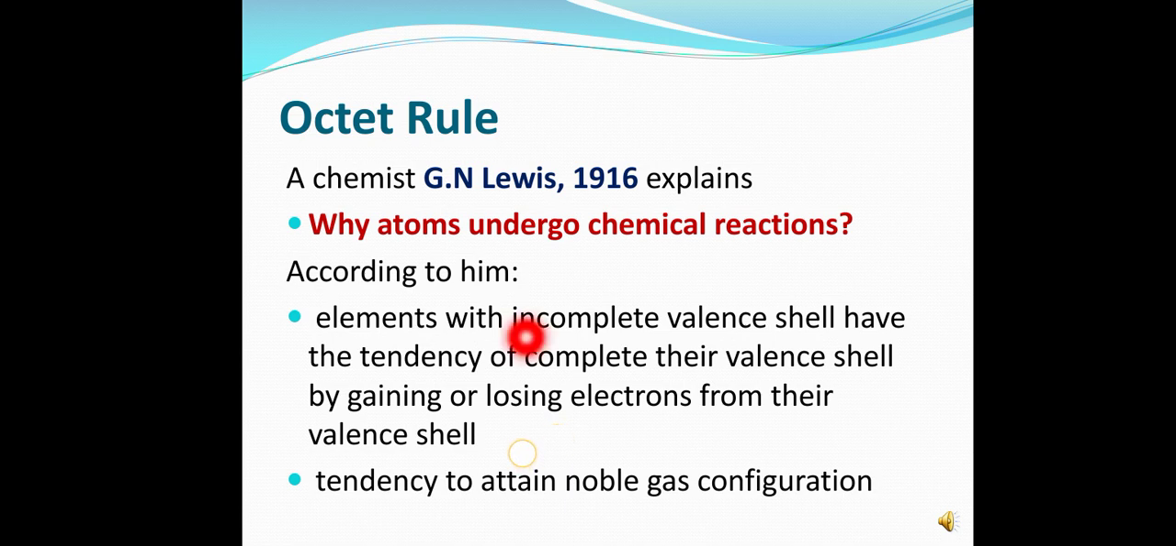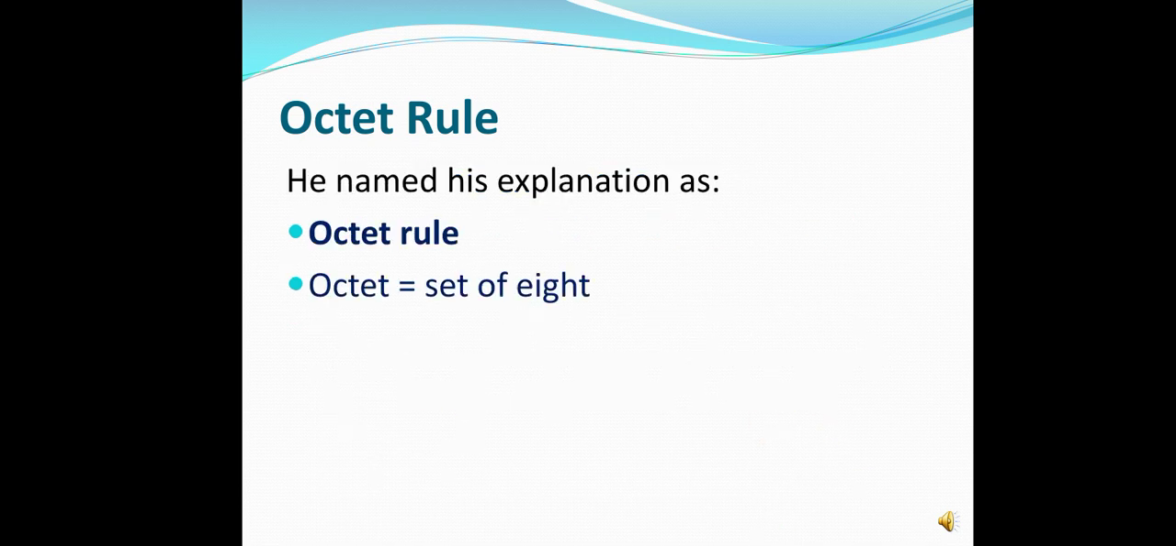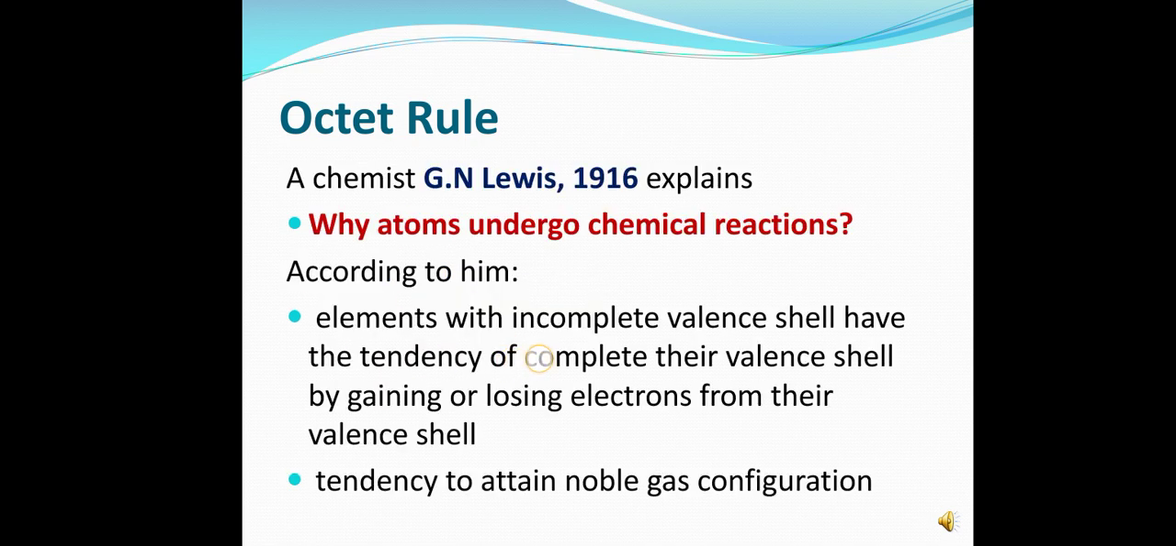While doing that, what do they attain? They attain the noble gas configuration, the nearest noble gas configuration. Why? Now their valence shell would have 8 electrons in total. So G.N. Lewis named his explanation the octet rule. Octet means the set of 8.